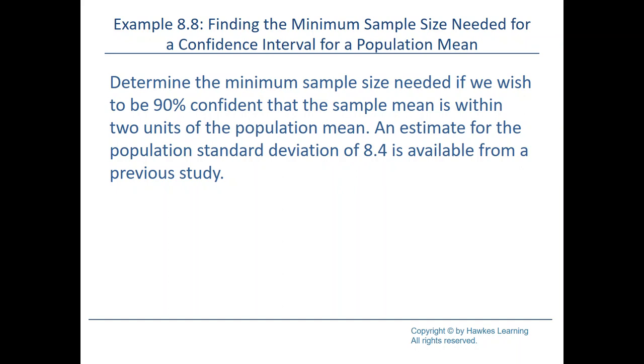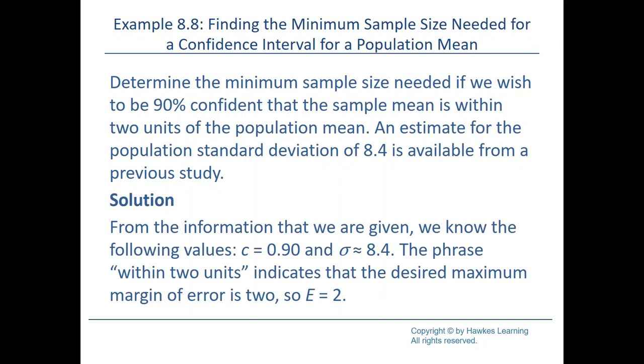The first thing is that from all this information given, we are finding our key ideas. They said we want to be 90% confident, so that's my C value. They told me we're going to use 8.4 as our population standard deviation. They also said, and this is where a lot of people get messed up, E is equal to 2. This is not normally given as a number; sometimes it is written as words. The phrase within 2 units of the population mean tells us our desired maximum margin of error is plus or minus 2.